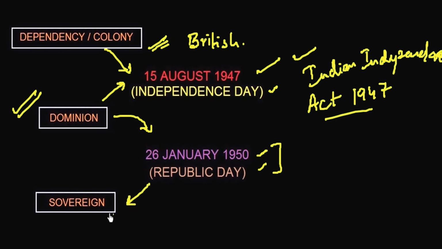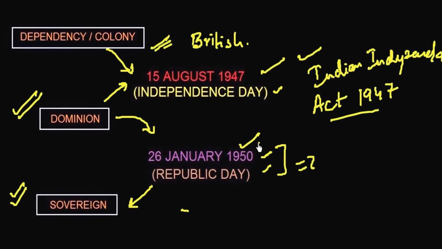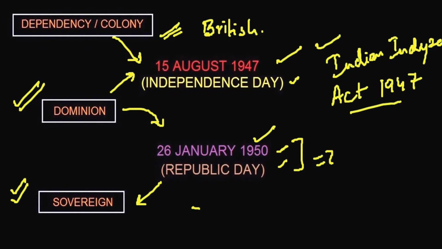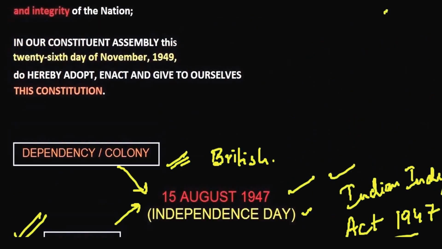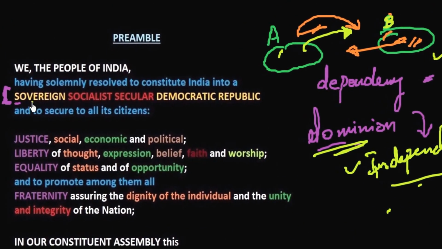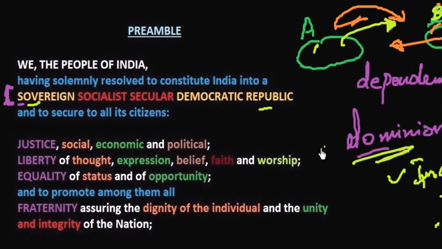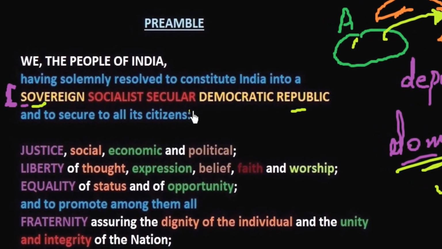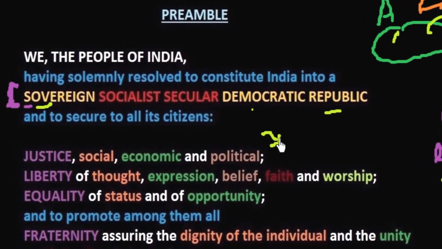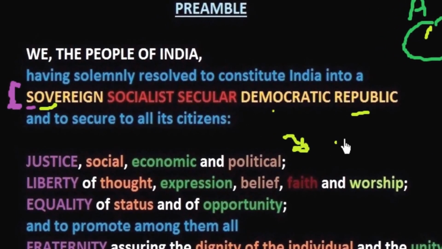After that, India became a real sovereign, when it was ready to take all its decisions on its own, and there was no role of the British Empire or British government in that. So in simple words, we can say India ceased to be a British dominion on January 26th, 1950, by declaring herself a sovereign republic, as written in the preamble here, sovereign and republic. We will be discussing these terms, socialist, secular and democratic, and all other keywords of the preamble, in later videos.